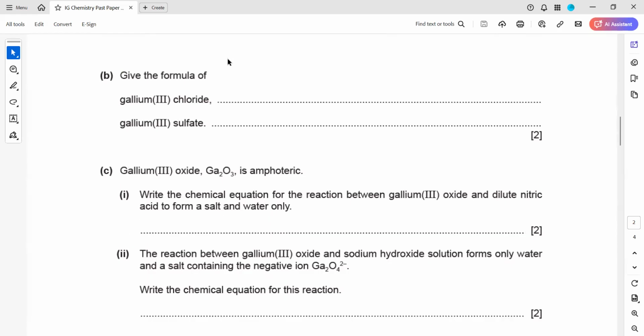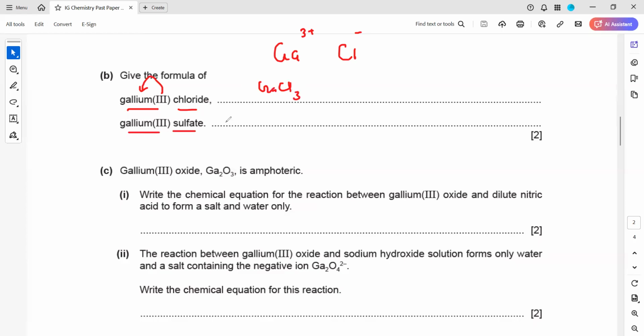Give a formula for gallium chloride. So this Roman number is showing the valency of gallium. The symbol of gallium is Ga and the Roman numeral 3 is there, so it is 3. Chloride means chlorine, which belongs to group 7, so the valency will be -1. We just cross multiply, so the formula for gallium chloride will be GaCl3.